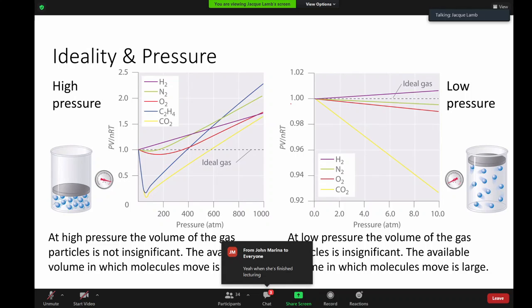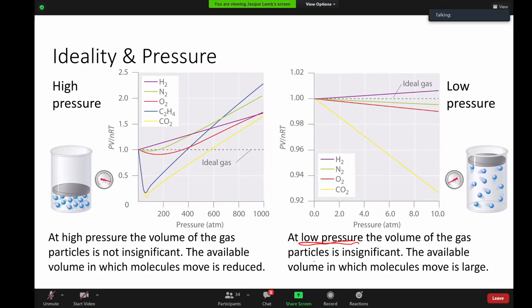So at low pressure, the volume of the gas particles is insignificant. That low pressure means that we have very few particles compared to the volume of our container. And so we can say that they have almost no volume. At high pressure, the volume of the gas particles is not insignificant. The available volume in which the molecules have to move is reduced.